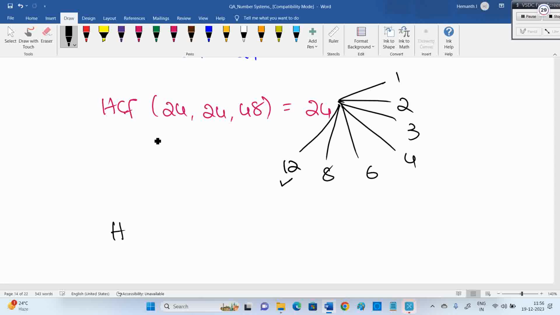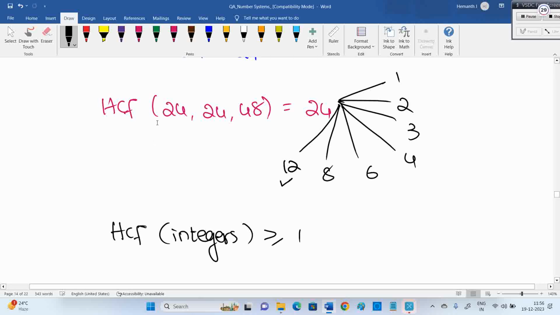The HCF for integers, you take any integer, is greater than or equal to 1. I'm talking about only integers. Minimum 1. For which numbers? For prime numbers, dear. You take 7 and 10, what is the HCF? 1. For 7 and 10, the HCF is 1 actually. So if it is prime numbers, we have an issue.